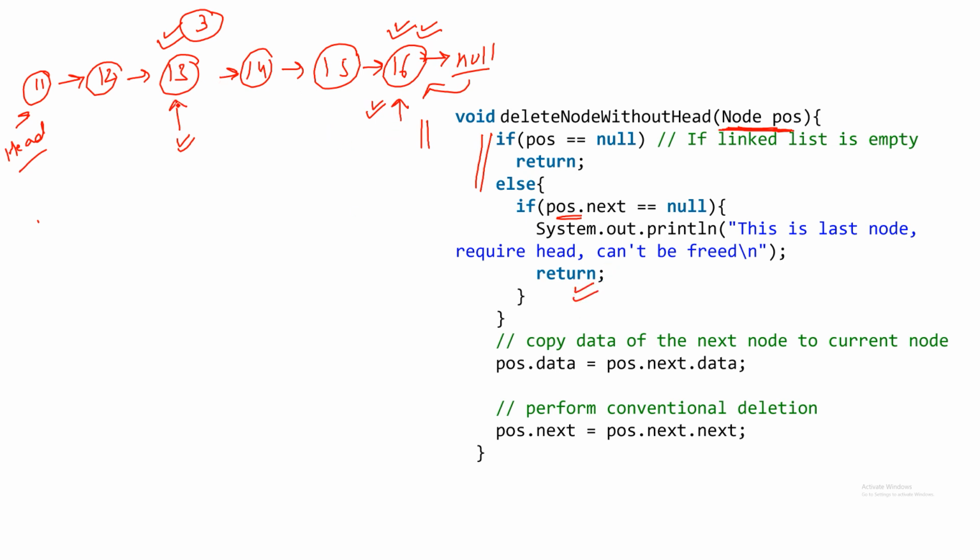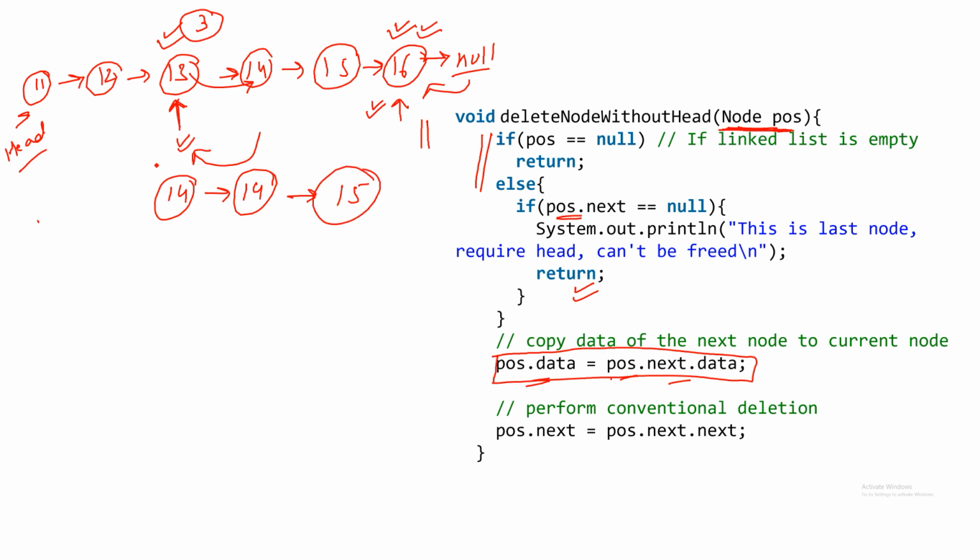But if the node given to us is not the end node, then what we can do, we can simply copy the data of the next node. So with this line, we're going to copy the data of this next node into the current node. So position.data will get the value of position.next.data. So what is position.next.data? This is 14 here. So in this 13, we will get the 14 here. And now this 14 is again here and 15 will be again here.